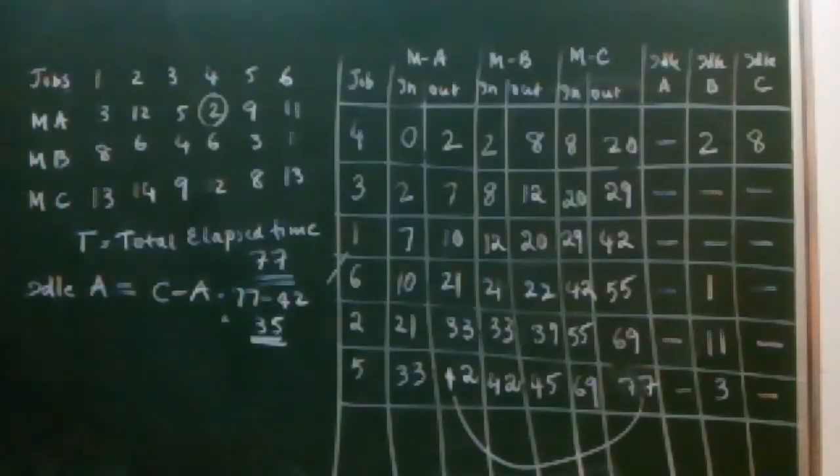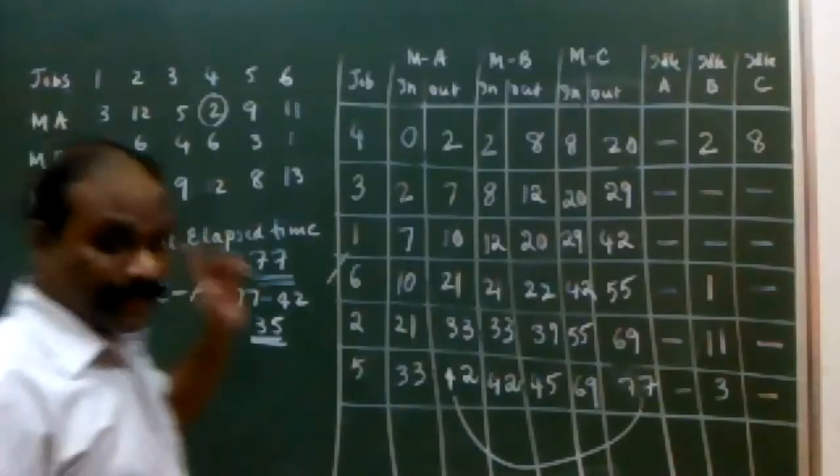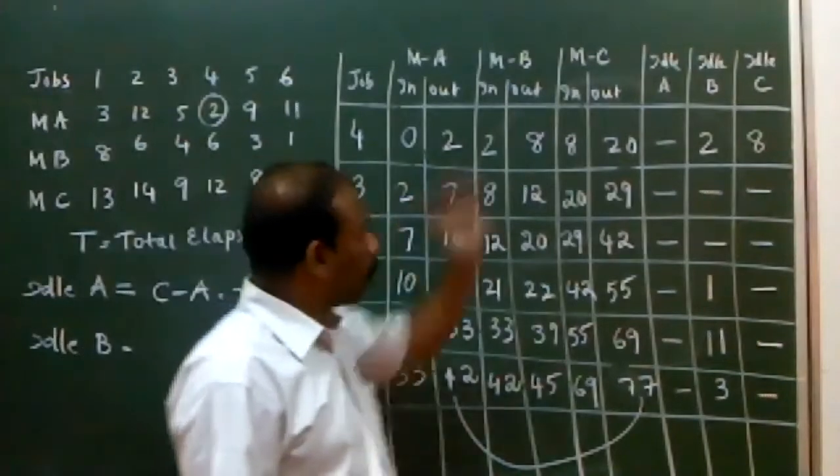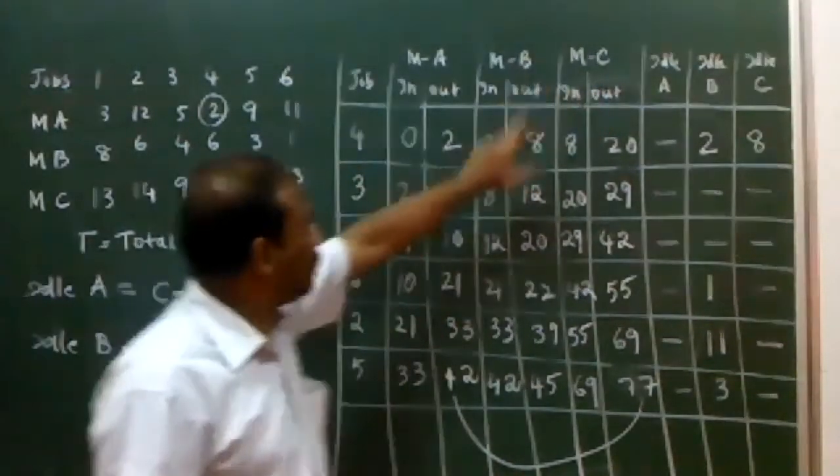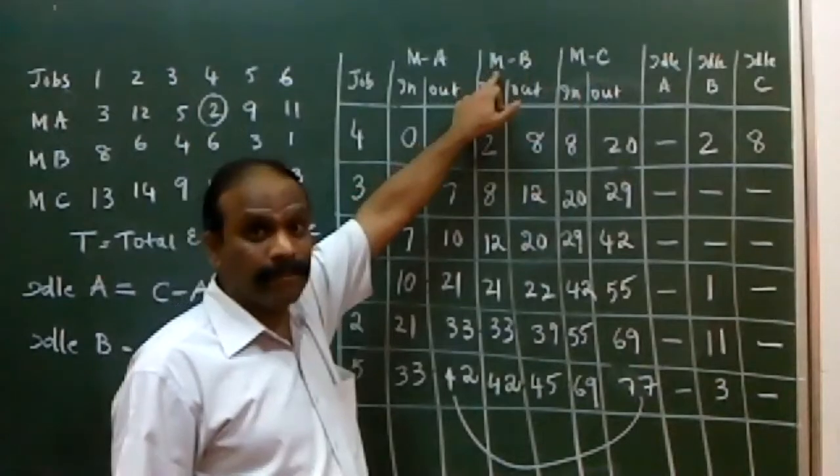Similarly, now let's calculate for machine B. What is the idle time for machine B? What is the formula? The time at which the last job on machine C completed minus the time at which the last job on machine B completed.